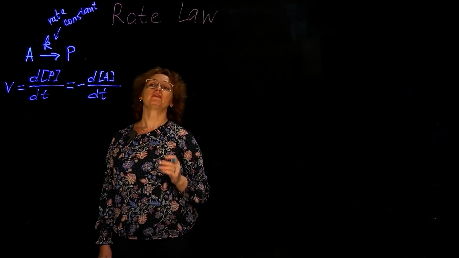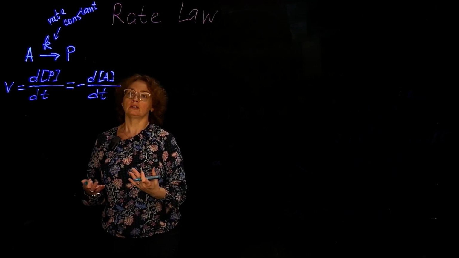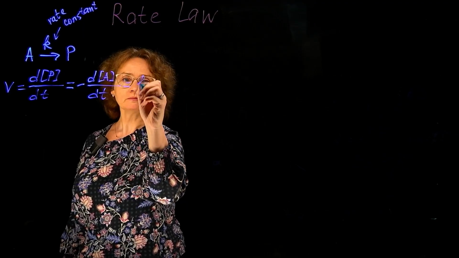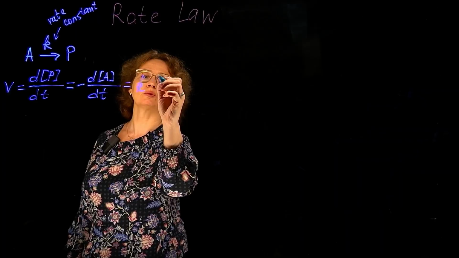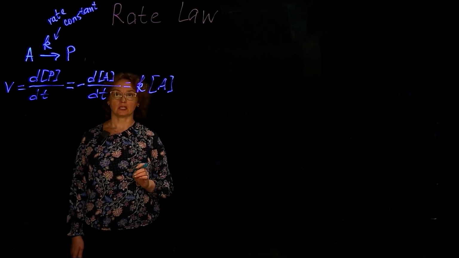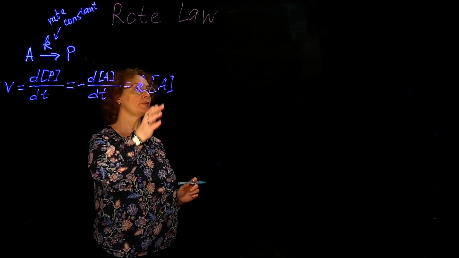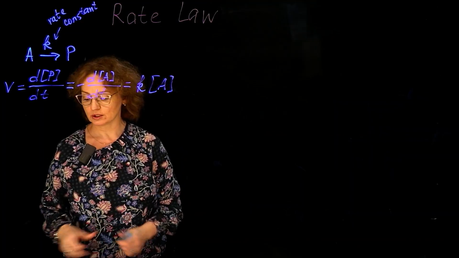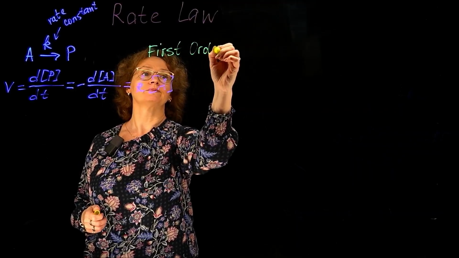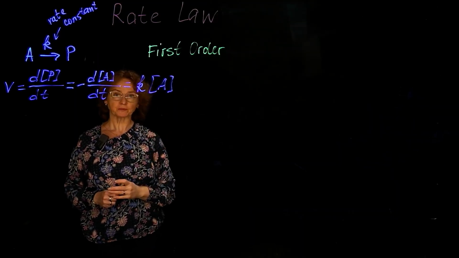And at the same time, velocity is proportional to the reactant concentration, because the more reactant we add, the faster is the reaction. So we have this proportionality coefficient, which is the rate constant, multiplied by the reactant concentration. And because there is no power here, it's just a power of 1, we call such a reaction a first order reaction. So we are going to now derive a first order rate law.